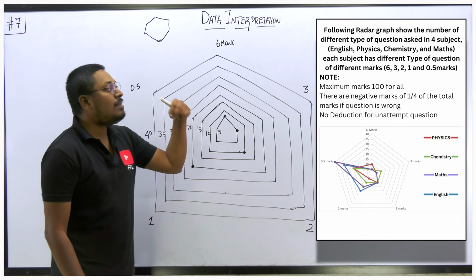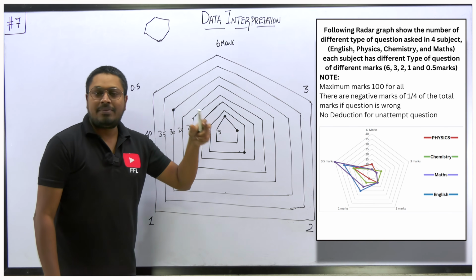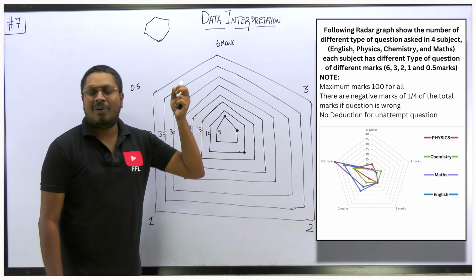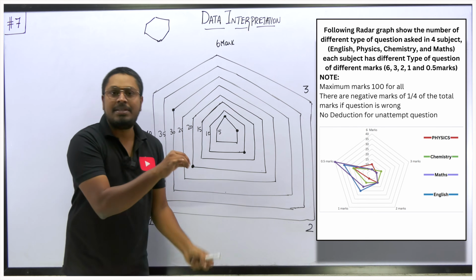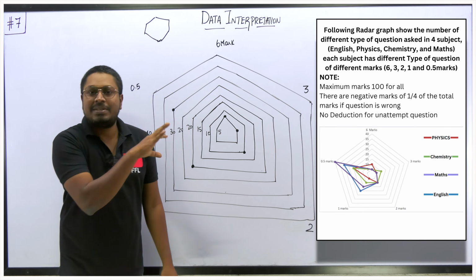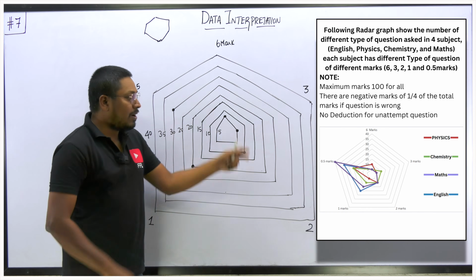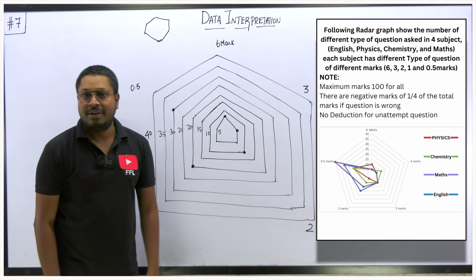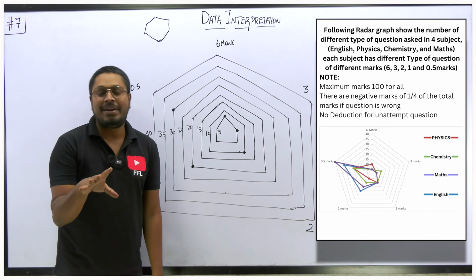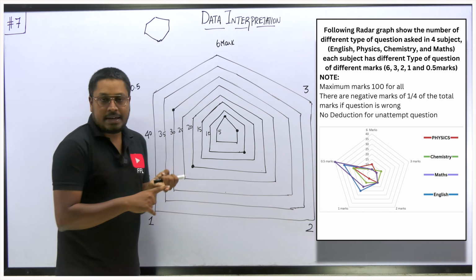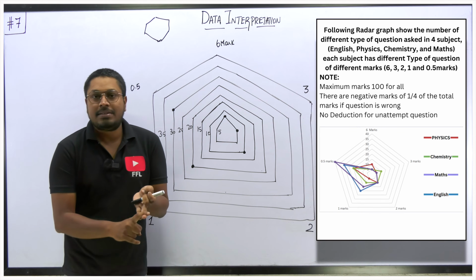So instead of looking at the chart every time for each question, better convert all the chart values into a table and fix all the values inside the table, and then solve all the 5 questions by looking at the table values. That will be the easy way to solve these kinds of radar charts and triangular charts.